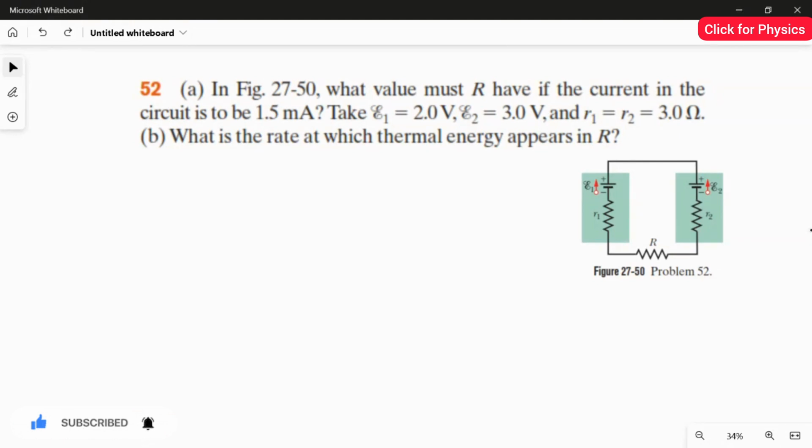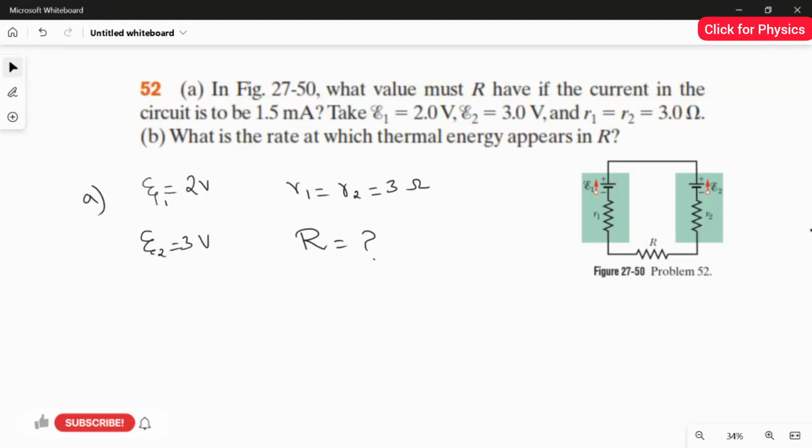So first of all, I'm going to solve the part A question. So we just write the given first. What is given in the question? The EMF of the first battery is 2 volt, and the EMF of the second battery is 3 volt. And the internal resistance of each battery, small r1, which is equal to small r2, takes the value of 3 ohm. And in the first part, we are going to find what should be the value of the external resistance capital R.